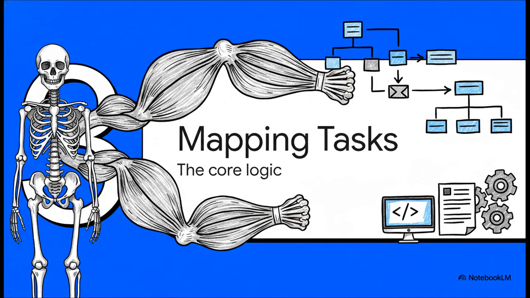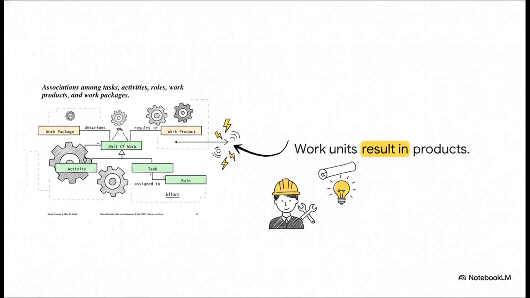All right, on to Section 3, Mapping Tasks and Products. This right here is the core engine of project management logic. Follow the lines with me. A unit of work, which could be a tiny task or a massive activity, is formally assigned to a specific role. And when that role executes that unit of work, it definitively results in a work product. It's a perfect, closed cause and effect loop. Effort is systematically applied by a specific person to a specific task, which predictably generates a very tangible result.